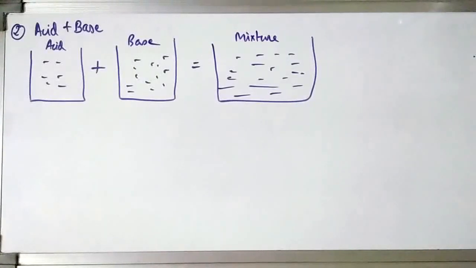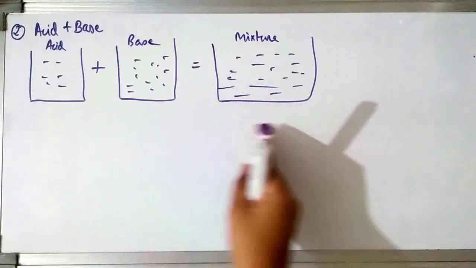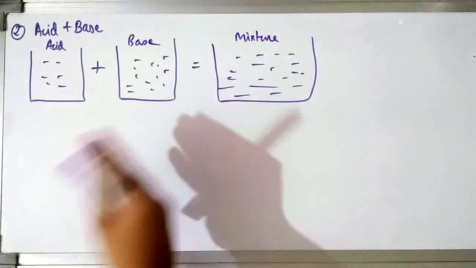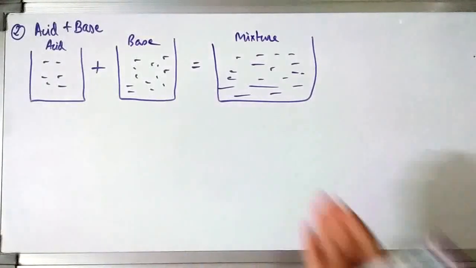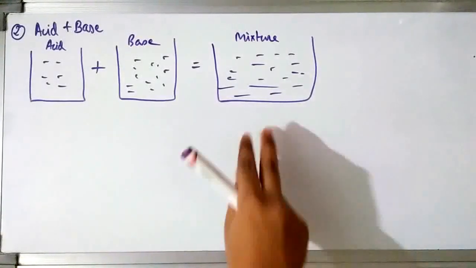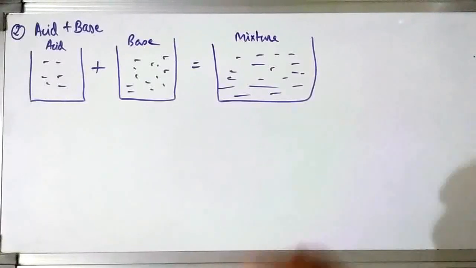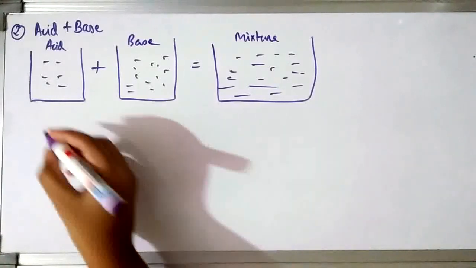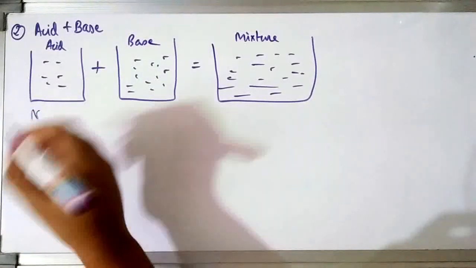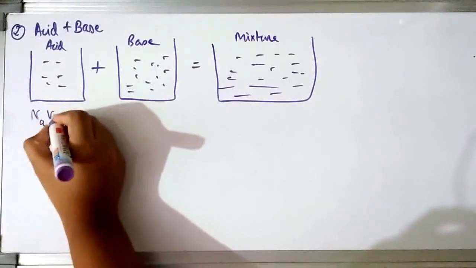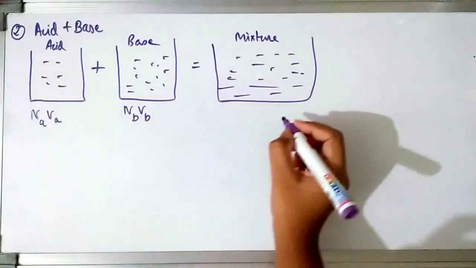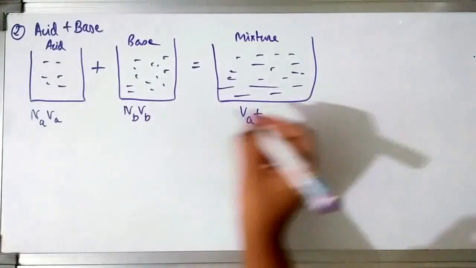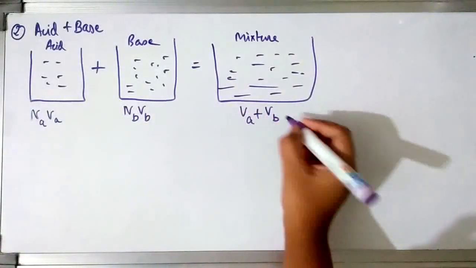Now we talked about the normality of mixtures where we add acid plus acid and get a mixture, or base plus base and get a mixture of the base. But what if we add an acid and a base and get a mixture? In this case we need to know whether the mixture will be acidic or basic. So first, in place of N1 V1, we assign NaVa for acid, and for base we assign NbVb, and the volume just gets added up, volume of acid plus volume of base.